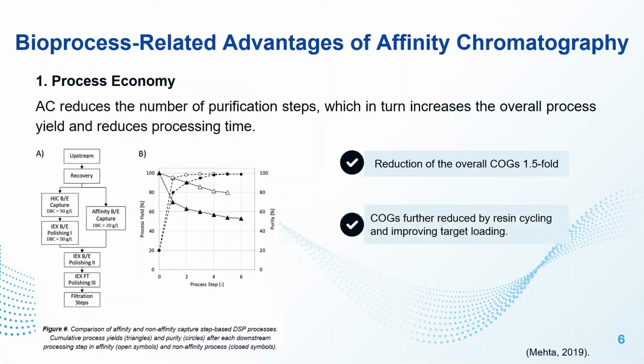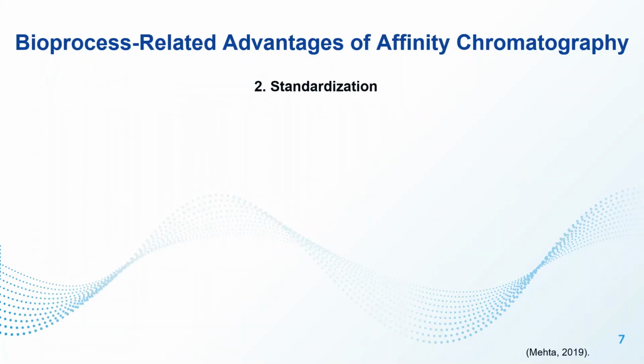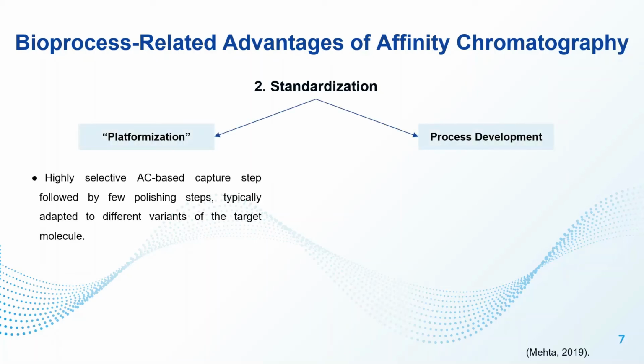Also, costs can be further reduced by increasing resin cycling and improving target loading. For instance, protein A resins are now routinely cycled between 100 to 200 times. Now, affinity chromatography also allows for standardization in different cases, for example, through platformization. This refers to a highly selective affinity chromatography-based capture step, followed by a few polishing steps. Typically, each company develops a few variants of a platform process with different unit operations post the capture step, in order to properly purify variants of a target molecule.